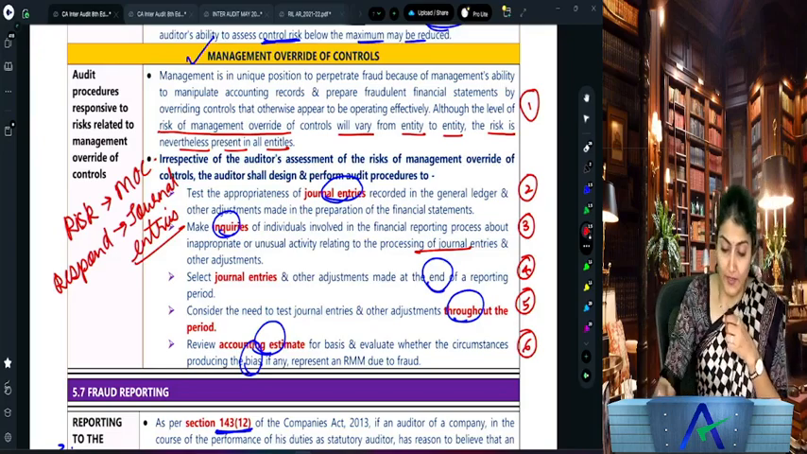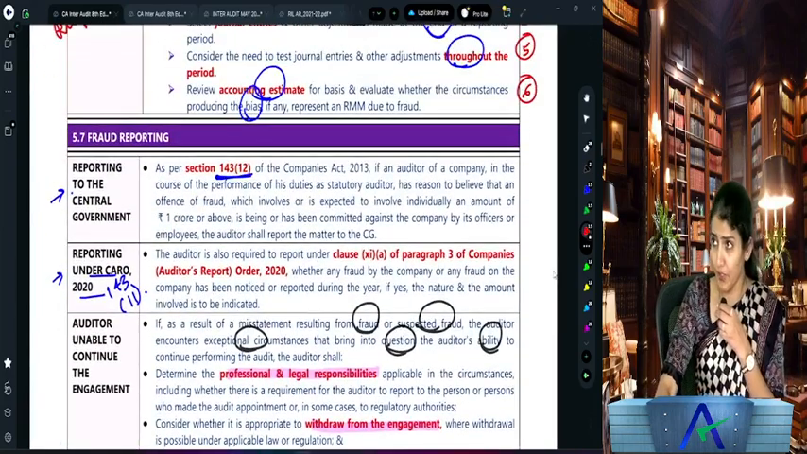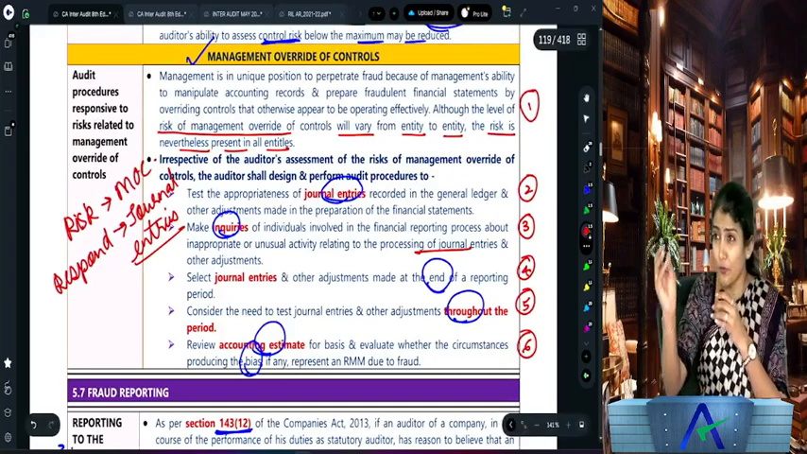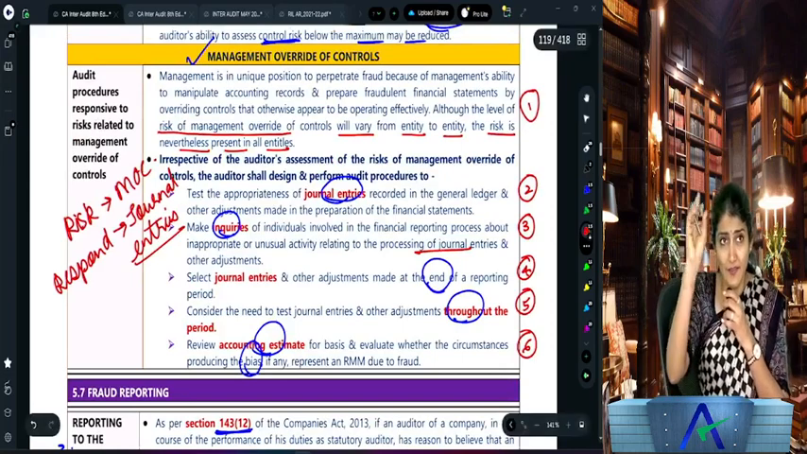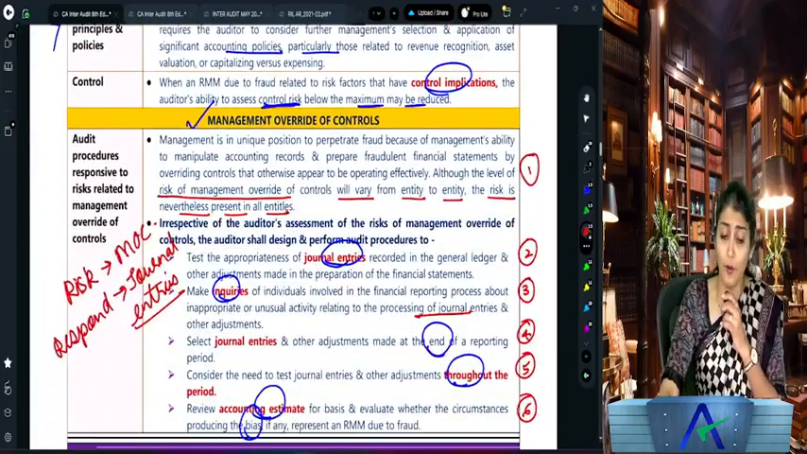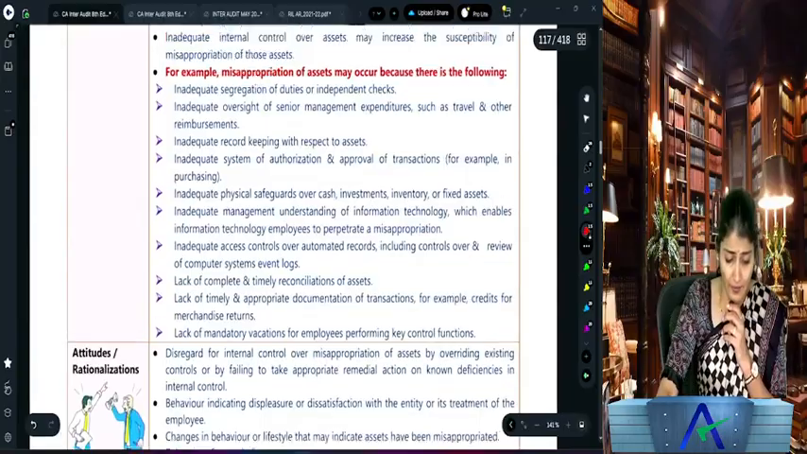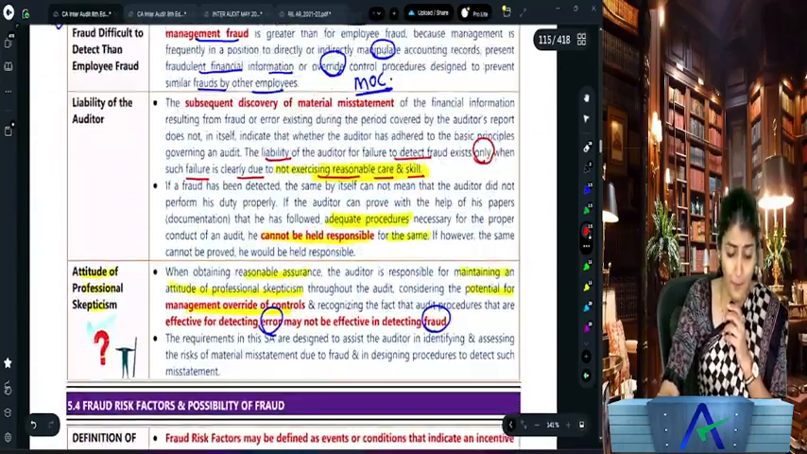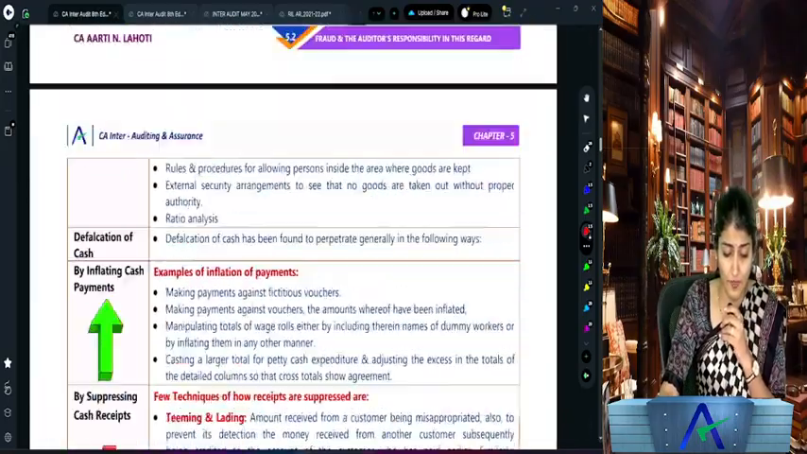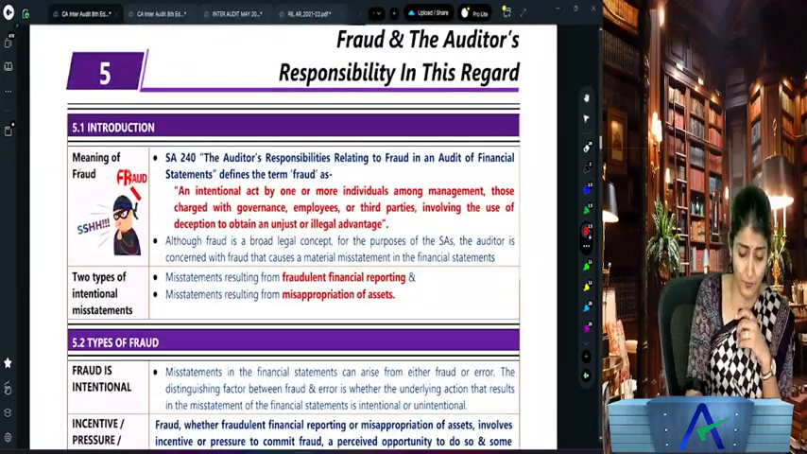Okay, right. So what have we discussed? If I look at it from the end of the chapter, has fraud reporting been discussed? Right? Then SA 240 has been discussed a little bit: risk assessment procedures, identify the risk, respond, and then talking about the MOC, the management override of controls. Then we also talked about the responsibilities of the auditor and the responsibilities of the management. Then we've already discussed the definition of fraud.